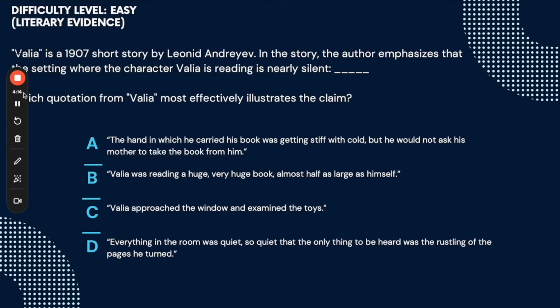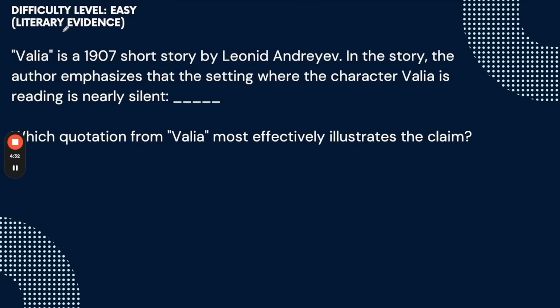Now you can see that the difficulty level of this question is easy, and here we are talking about literary evidence. The first step was to read the question stem, correct? Now here let's go ahead and read this. Which quotation from Walia most effectively illustrates the claim? So the moment you see something like most effectively illustrates a claim, you should know that you're dealing with command of evidence textual type. Illustrating a claim, supporting a claim, weakening a claim, these are the phrases that you will find in the question stem for command of evidence textual, right?